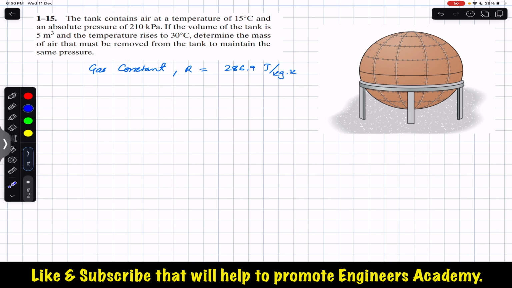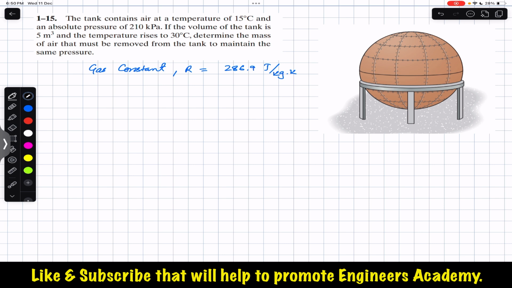Now we are going to solve this problem from Fluid Mechanics by R.C. Hibbeler. The problem says that the tank contains air at temperature 15 degrees C and an absolute pressure of 210 kilopascal. If the volume of the tank is 5 meter cube and the temperature rises to 30 degrees C, determine the mass of air that must be removed from the tank to maintain the same pressure.